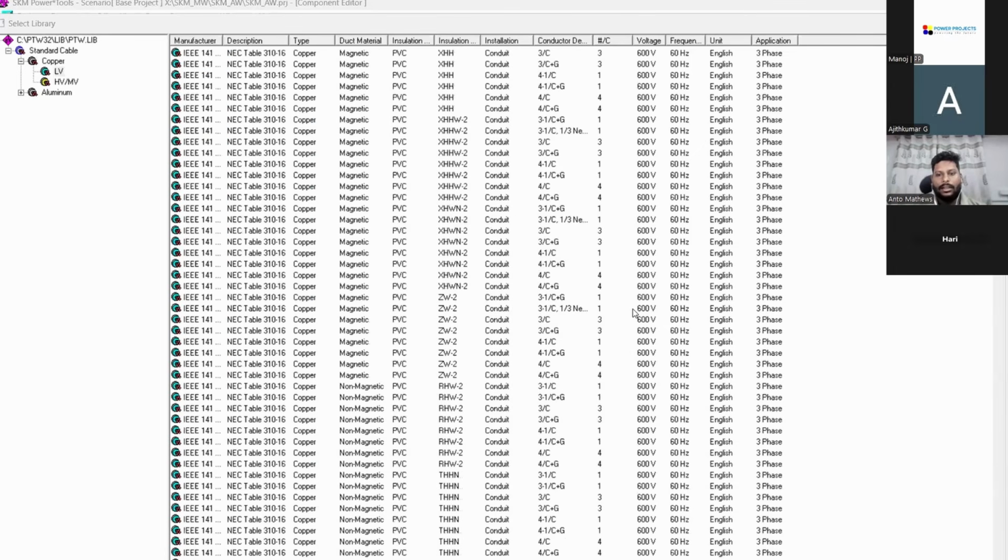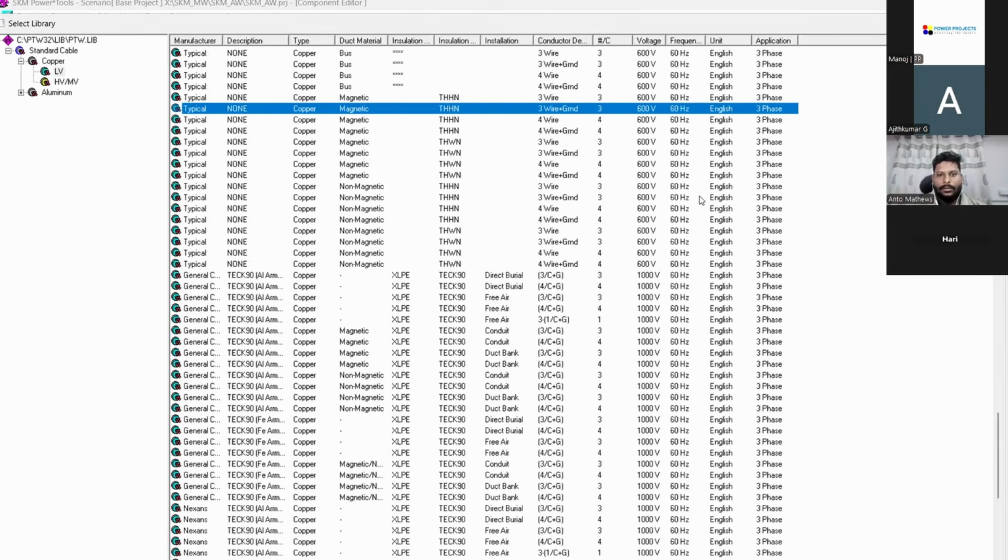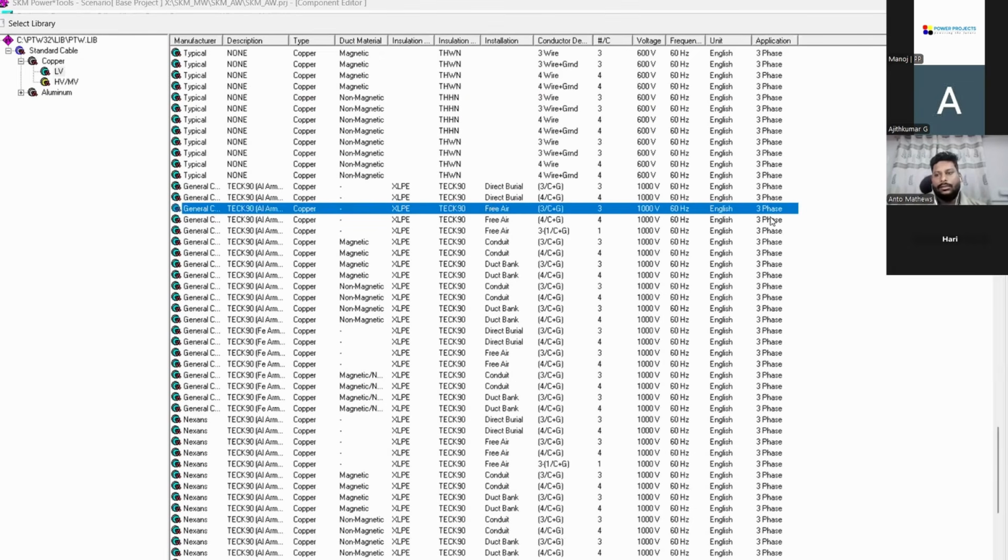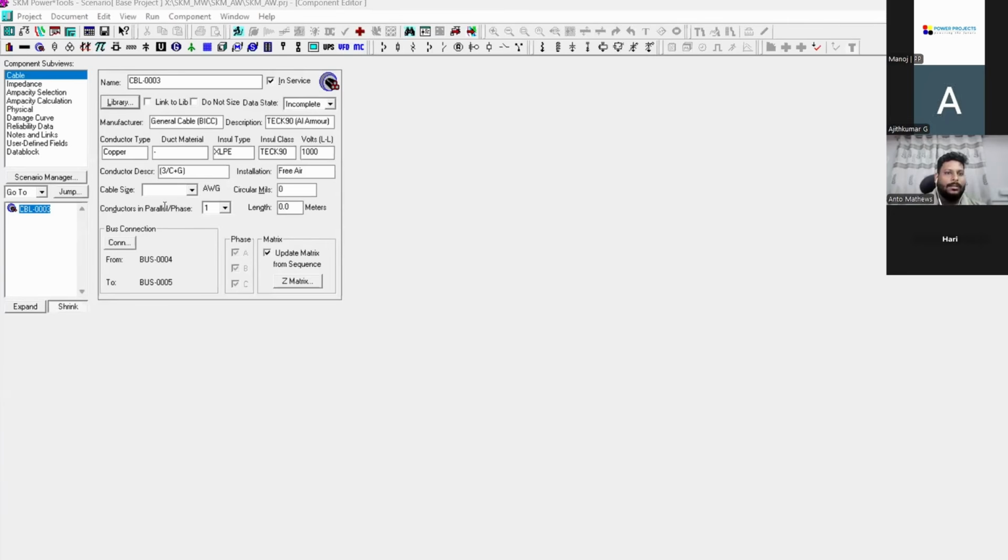Just give me a second. I'll filter it with voltage. I'll double click on it, so the data will appear over here. Again, I have to provide the cable length. This is from my transformer to the switchgear, with respect to 300 meters. The cable size which I am considering is around 150, 250 square.